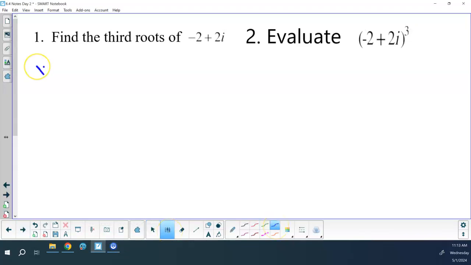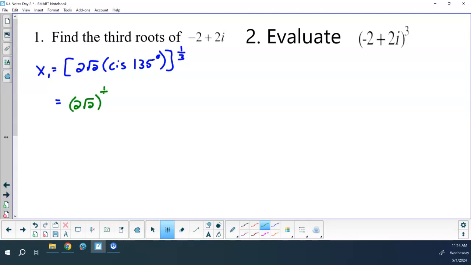So if we're taking the third root, then I need to convert it into trig form. So that would be 2 square roots of 2 times cosine plus i sine of 135. And I would be taking that to the third root, which means that this is really the first root that I find. So then that's going to be 2 square roots of 2 to the 1/3 power times cosine plus i sine of 1/3 times 135 degrees.